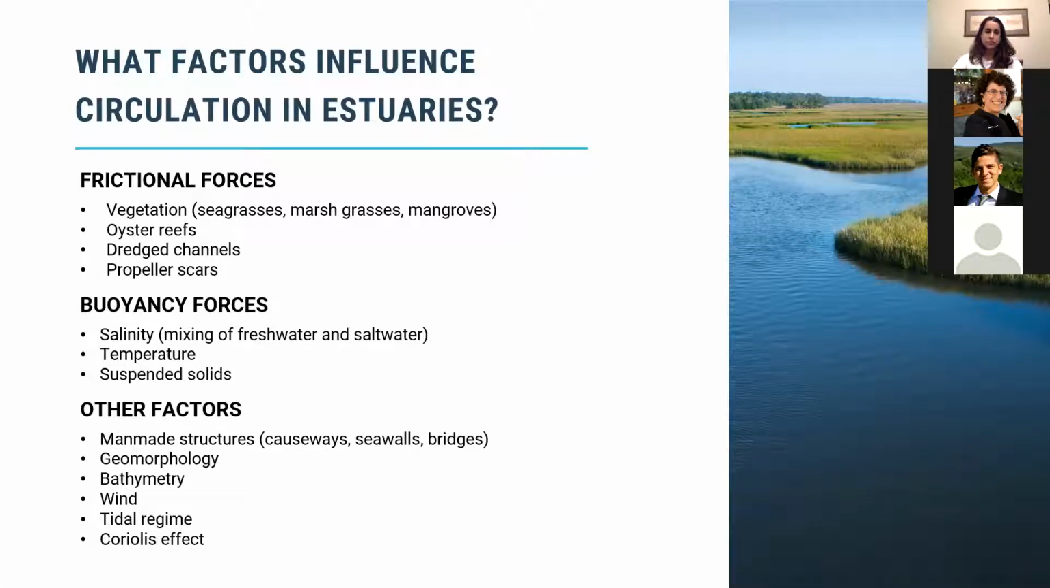And then buoyancy forces as well. You have to remember that circulation happens laterally, but it also happens vertically. That vertical mixing is driven by differences in density, which basically have to do with the salinity of the water and the temperature of the water. And then a couple other factors as well: the man-made structures, the geomorphology, which is just the shape of the estuary itself, the bathymetry, the wind, and then the tide, which someone mentioned, and the Coriolis effect also plays a small role. So with that, I'm going to hand it over to Francesca and let her tell you a little bit about some beach processes.